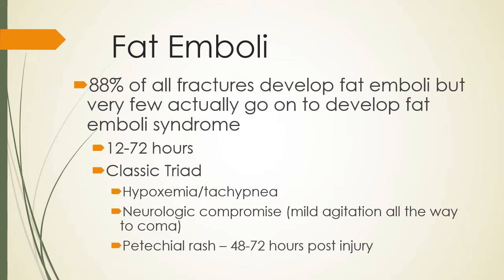And the classic triad of symptoms is hypoxemia/tachypnea. So we have respiratory symptoms. Then we start to have neurological compromise, either related to the hypoxia, or we could actually even have a fat emboli go to the brain. And then a petechial rash, typically on the chest, occurs 48 to 72 hours post-injury. So it's not going to happen necessarily right away. You would see these other signs and symptoms that the patient had a fat emboli.